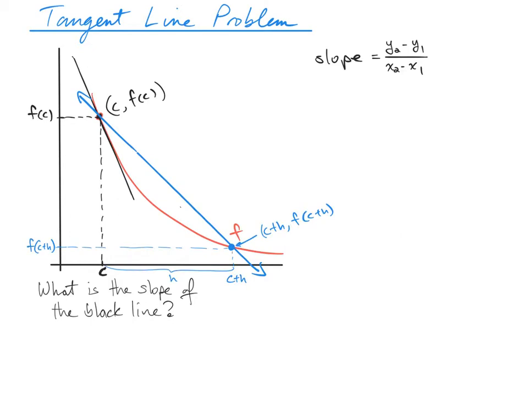So we picked this point over here that was h units to the right of c. So this total distance here is c plus another h, is c plus h, so that is the x coordinate for this ordered pair. And the y coordinate for this ordered pair, you just substitute c plus h into the function. There we go. And we can find the slope between these 2 points.